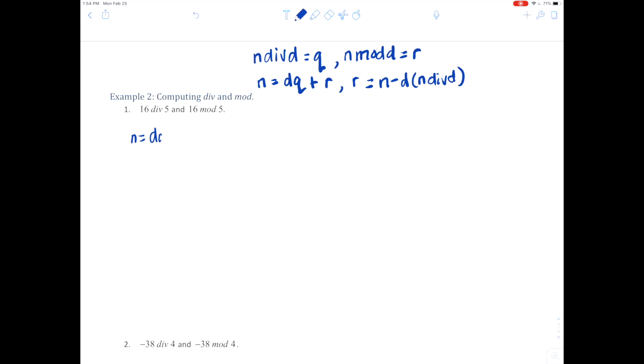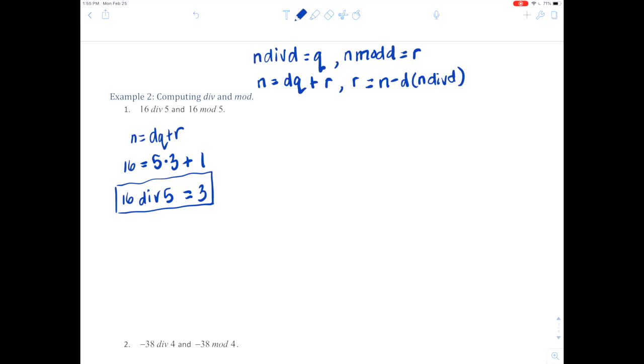So, computing div and mod, well, if you do this one, remember that if we start out with our n equals dq plus r, 16 is equal to 5 times what? 3 plus 1. So what is 16 div 5? It's 3 because you're looking for the q. Now, that's one of our results.